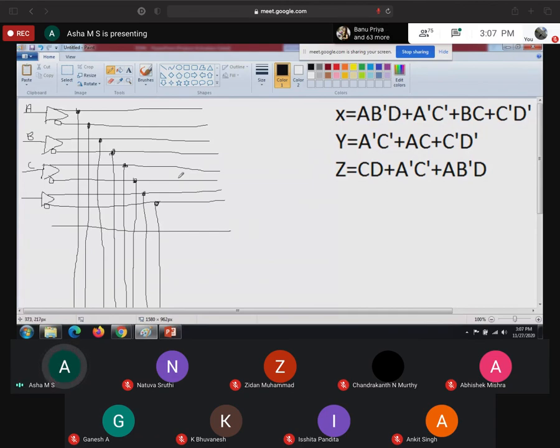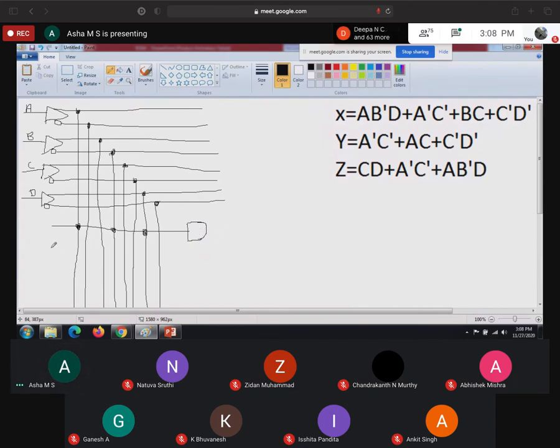So the first product is A, B bar, D. A is here, B bar is here, next to it D is here. Take these 3 connections and connect them to the AND gate. So this AND gate gives the first product.